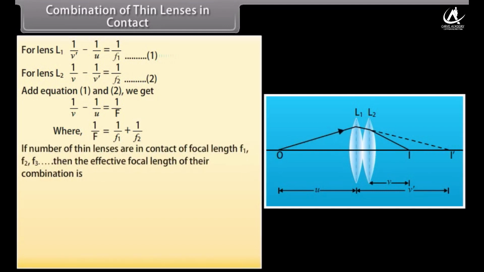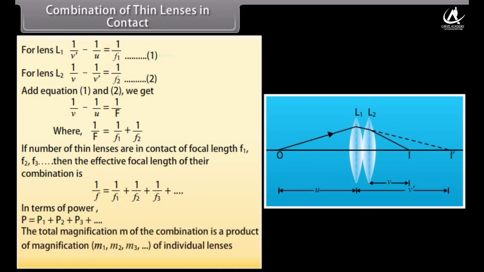If a number of thin lenses are in contact, of focal lengths f1, f2, f3, then the effective focal length of their combination is 1/f is equal to 1/f1 plus 1/f2 plus 1/f3 and so on. In terms of power, P is equal to P1 plus P2 plus P3 and so on. The total magnification M of the combination is a product of magnifications M1, M2, M3 and so on of the individual lenses. M is equal to M1 M2 M3.